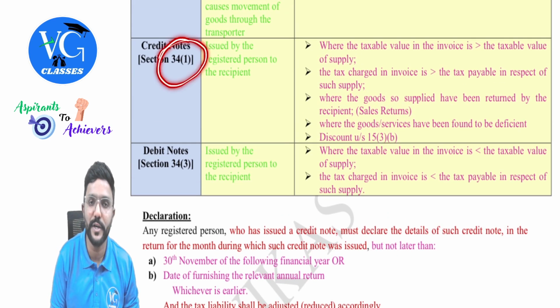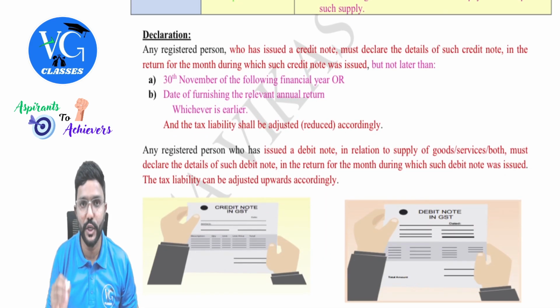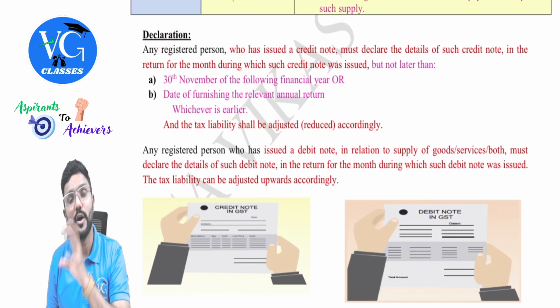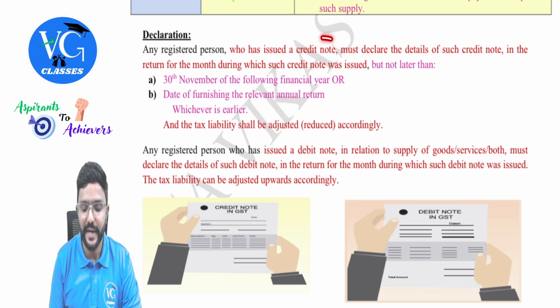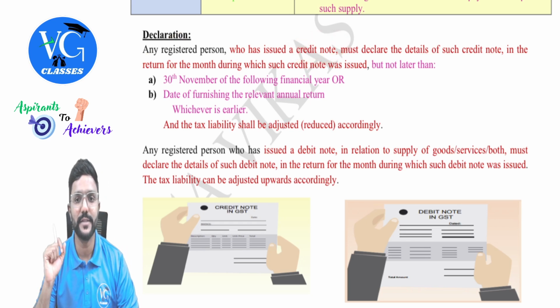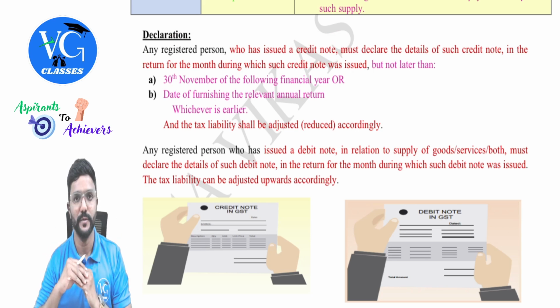So 34 subsection 1 talks about credit note when it has to be issued, and 34 subsection 2 talks about the declaration of the credit note. Any registered person who has issued a credit note must declare the details of such credit note in the return for the month during which such credit note was issued.